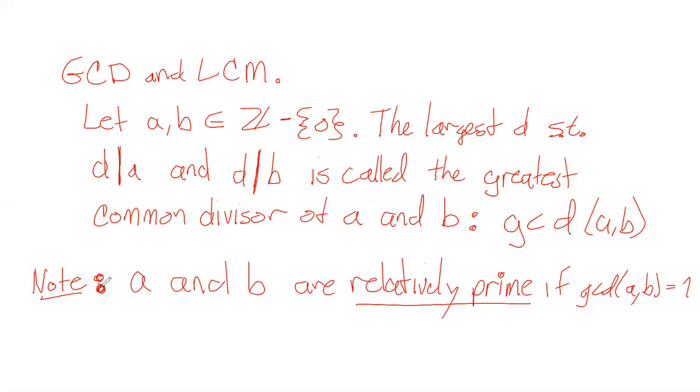First we'll define the greatest common divisor. We'll let A and B be non-zero integers. Then D, the largest D such that D divides A and B, that is the largest factor of both A and B, is called the greatest common divisor of A and B. We write that out as GCD of A and B. Note that two numbers are considered to be relatively prime if their greatest common divisor is one. That is, they share no common factors, save one.